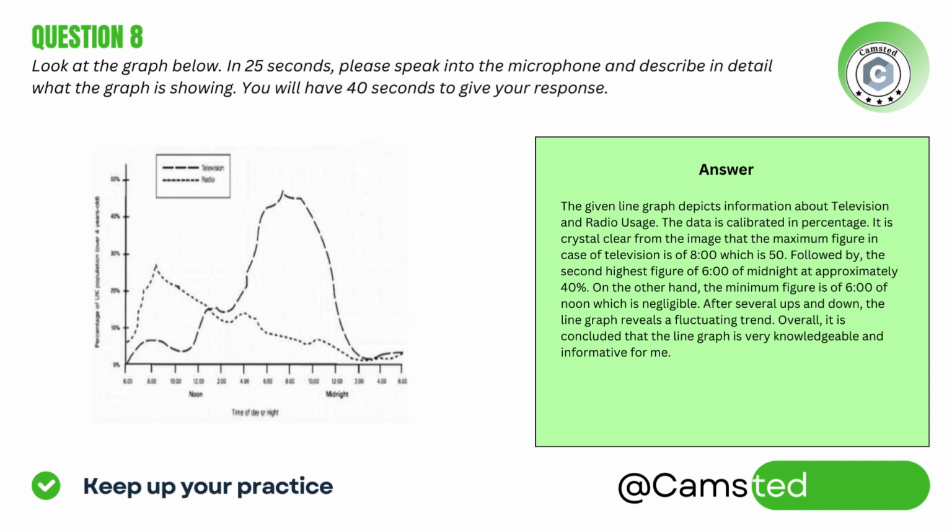On the other hand, the minimum figure is of 6 o'clock of noon, which is negligible. After several ups and downs, the line graph reveals a fluctuating trend. Overall, it is concluded that the line graph is very knowledgeable and informative for me.